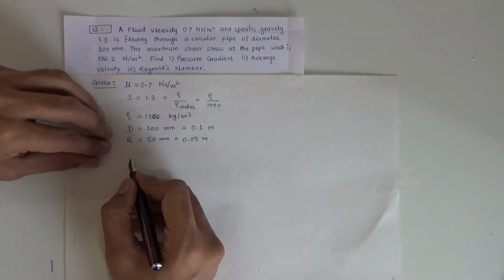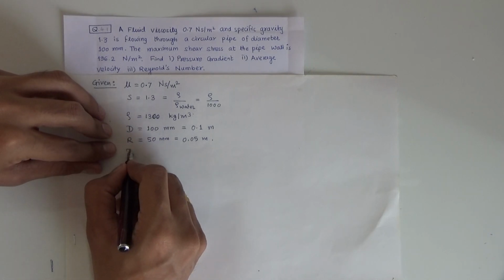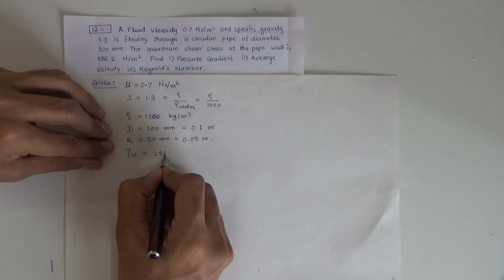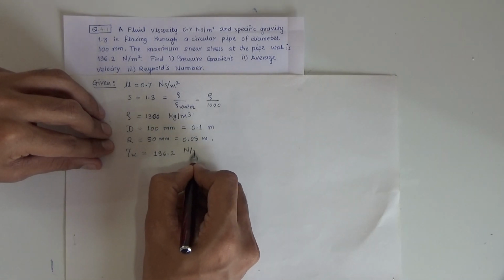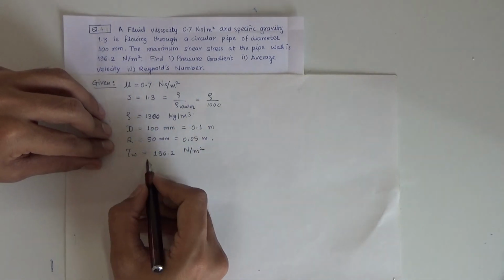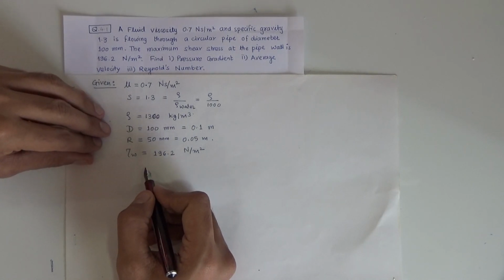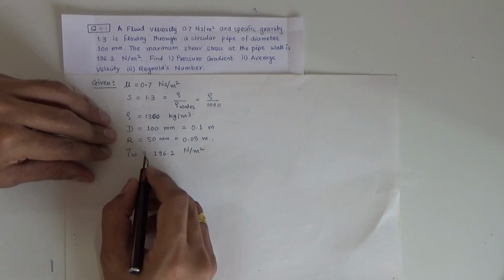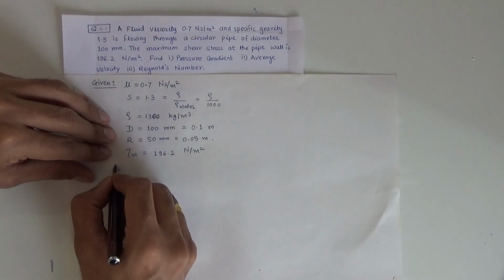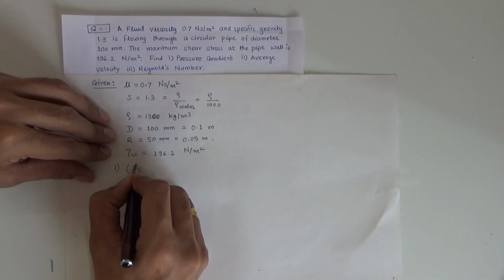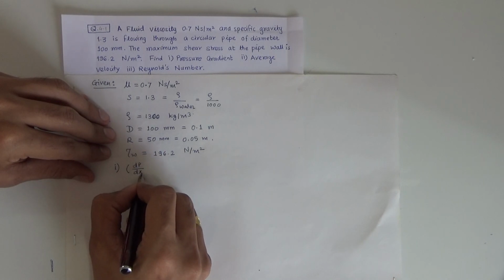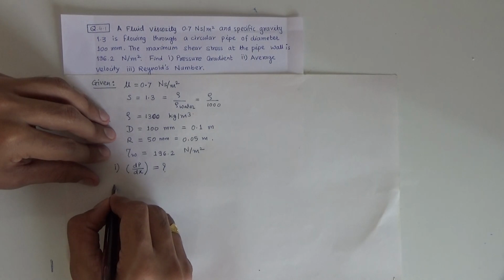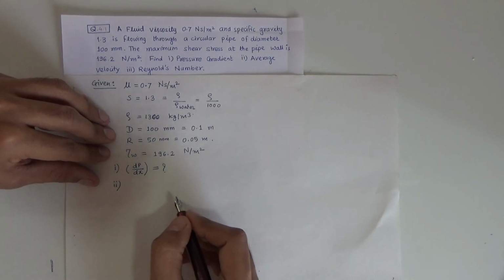The maximum shear stress at the pipe wall is given. Now this tau wall, or tau max, is given, that is 196.2 Newton per meter square. Unit conversion is not required because Newton per meter square is the unit of pressure or stress. Now they are asking us to find out the pressure gradient. The first part asks us to find out dP by dx. We have discussed this in the theory part. If you have not seen that, go to the channel, you will get the previous lectures, cover them and then come to the numericals.